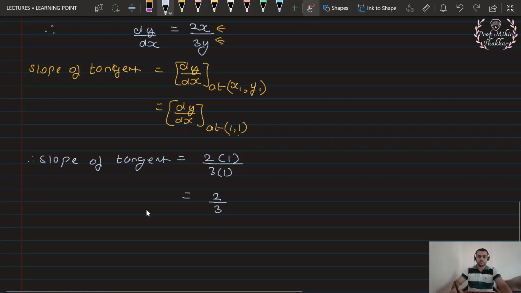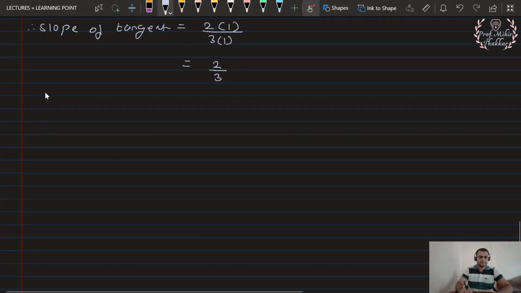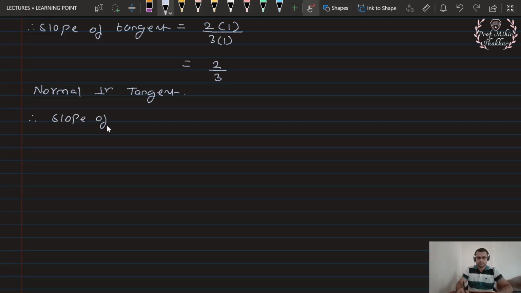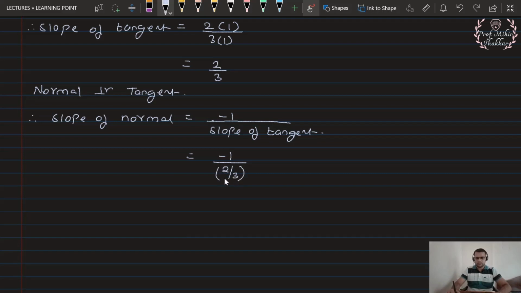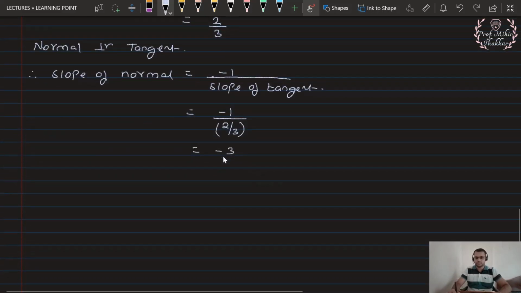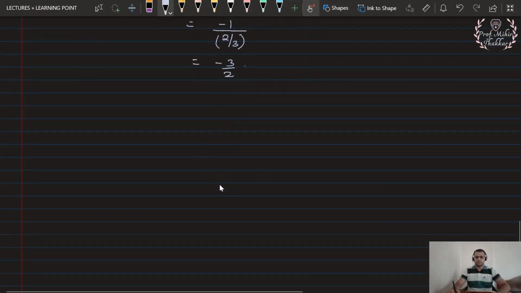Now the slope of the normal, we say that normal is perpendicular to tangent, therefore slope of normal is minus 1 upon the slope of tangent, that is minus 1 upon minus 2 by 3, which is equal to 3 upon 2.